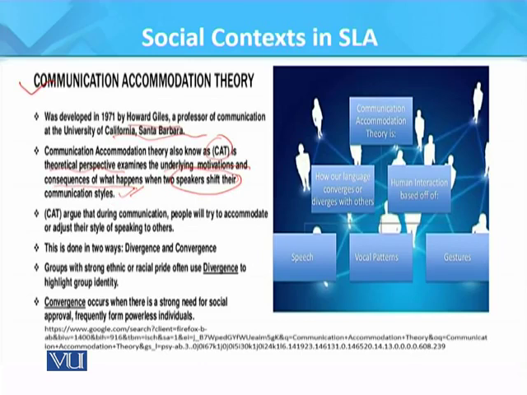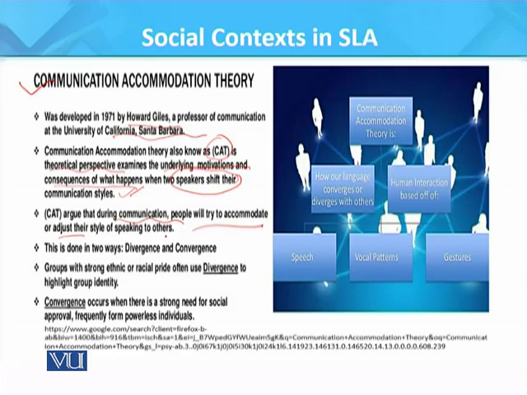So basically, it examines the motivation, that is, what happens when two speakers shift their communication style to accommodate each other. This theory argues that during communication, people will try to accommodate or adjust their style of speaking. So this is important, and that's why it is called communication based on accommodation. The idea is to see how, when people are engaged in communication, they accommodate or adjust their style of speaking to facilitate the communication process.